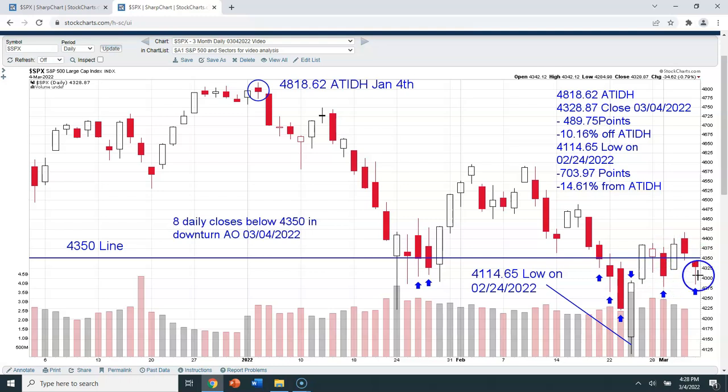Okay, so the 4350 level, guys, super important. As you can see, we did not close substantially below it, so it's completely possible, I don't know how probable, that we can climb back above this. If we can stay in this area, the downside will be limited. But we've already kind of tested this area by going down to 4114.65.